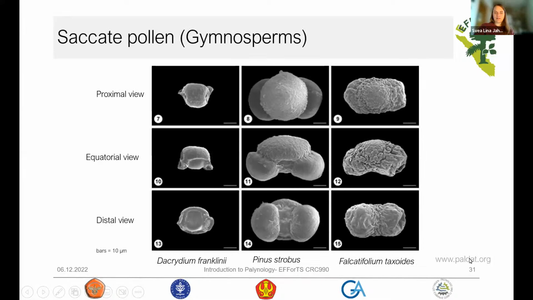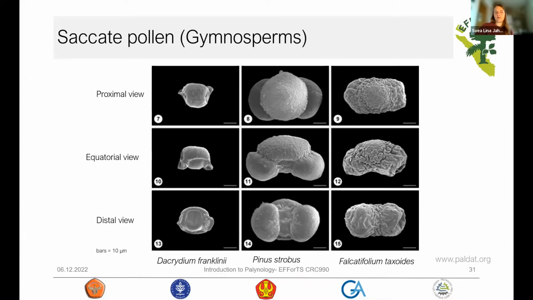Then another maybe strange pollen grain that you might encounter if you work with pollen is saccate pollen. So this is a pollen grain here in the middle, a little brighter again with a scanning electron microscope. And it has two basically air sacs on the side for floating. So this is a pollen grain which can travel very far distances, through several kilometers, even several hundred kilometers, with the wind. And this comes from gymnosperms.